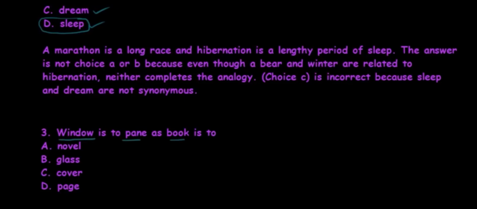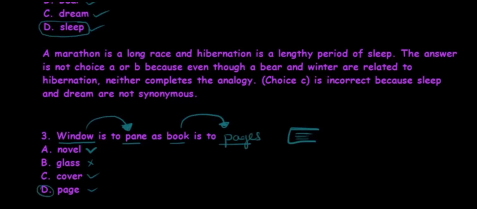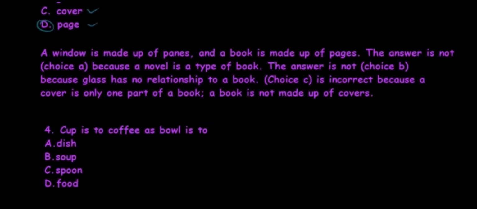as book is to what? A book can be a novel. A book has nothing to do with glass, I think. A book has a cover and a book has pages. But what's the relationship we're looking at? A window is made of panes. A book is made of... Cover is only the outside of it, which is why we won't consider it. It's actually made of the pages inside, so pages or page. 3. Next question, we've got cup is to coffee as bowl is to what?